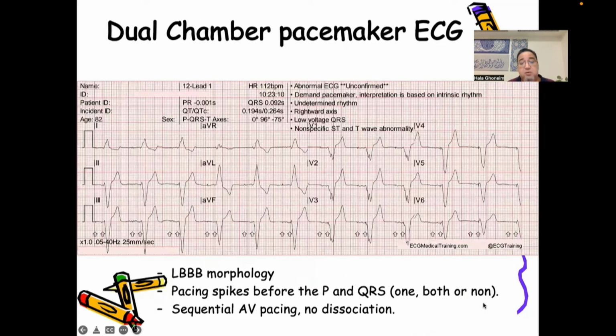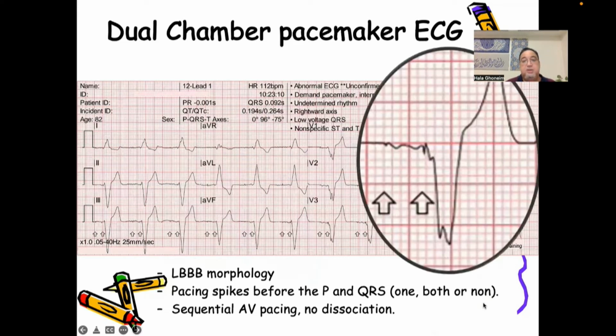In dual chamber, you will find again left bundle branch block morphology, pacing spike before the P wave, and also before the QRS complex, one or both. And you will find sequential AV pacing, no dissociation.